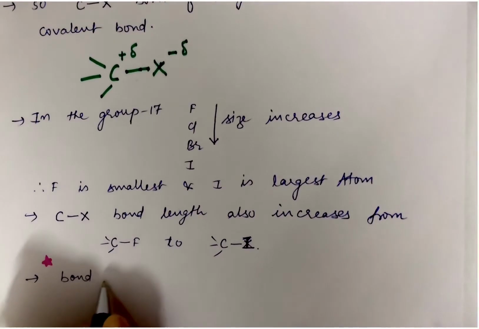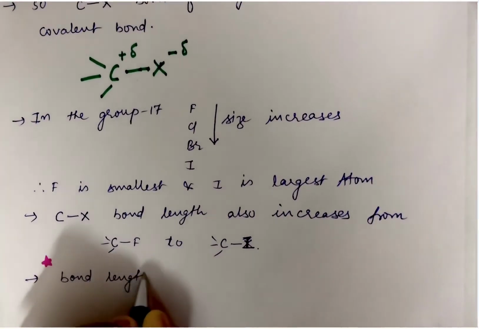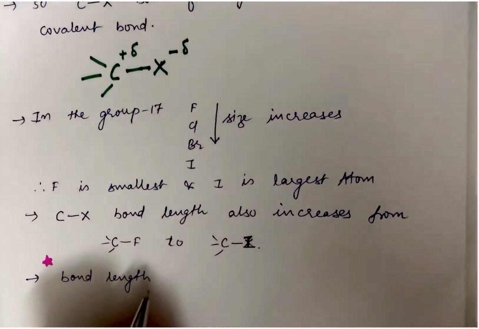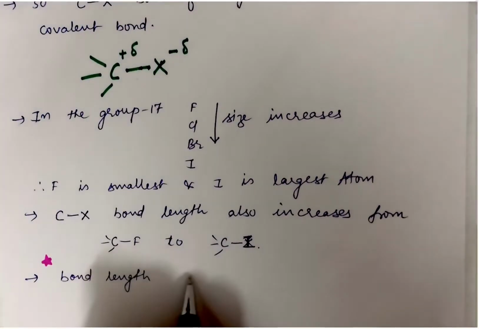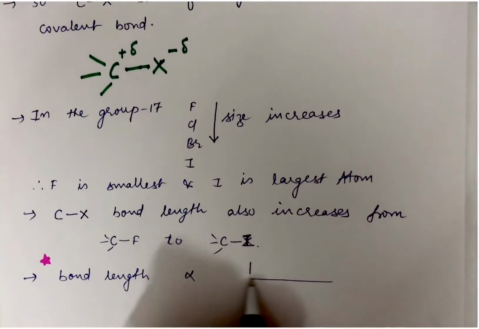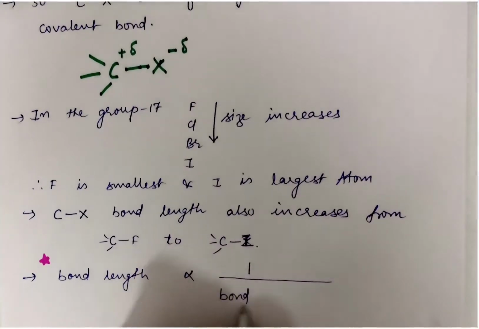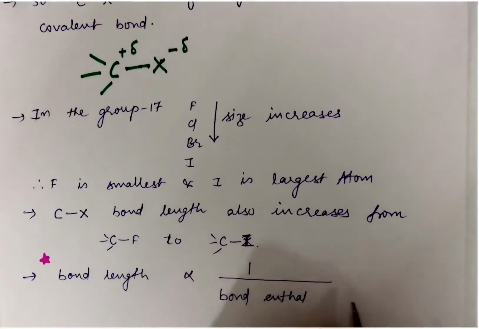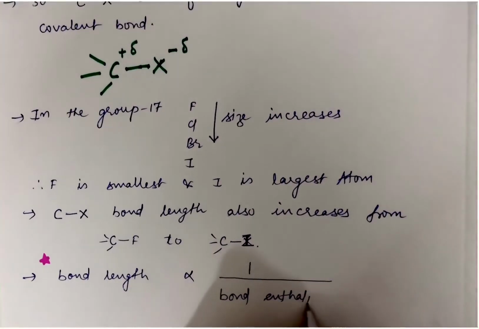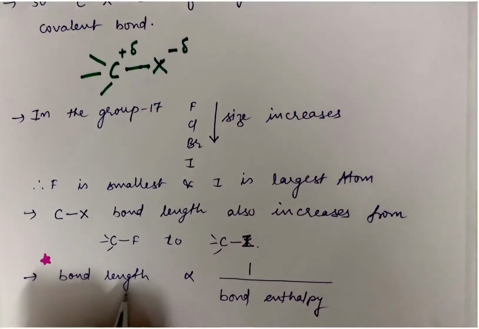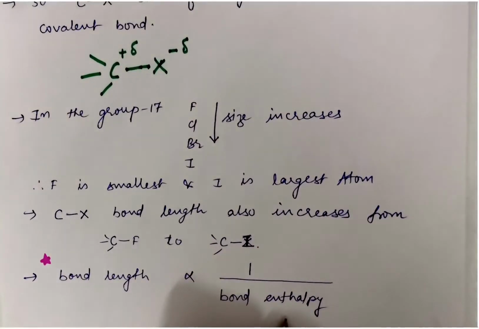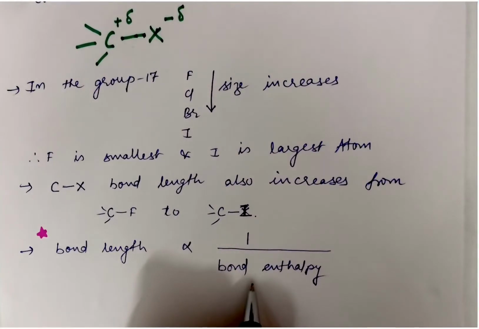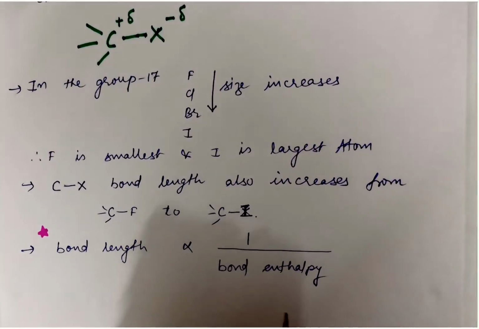See, it is bond length, I said, when you are moving down is keeping on increasing. Now when bond length increases, you are very well aware that it will be inversely proportional to the bond enthalpy. You will require less energy to break the bond if you are having more distance between the two atoms, right? So bond length is inversely proportional to bond enthalpy. If bond length increases, your bond enthalpy will decrease, and if it is less, then bond enthalpy will be more.